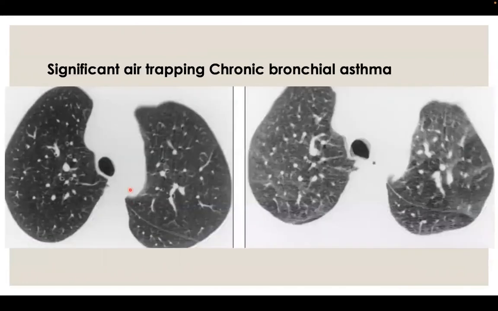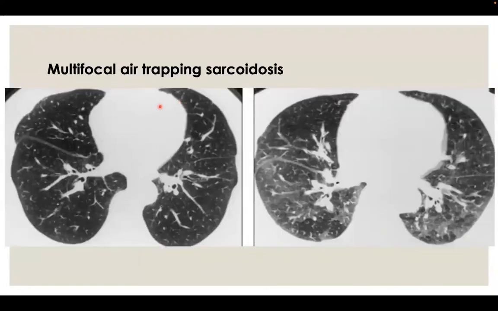But if they are significant and appear as significant air trapping within the expiratory scan, then there is underlying pathology, as here in chronic bronchial asthma. And here there is multifocal air trapping on expiratory scan, although the inspiratory scan was normal. And by further investigations, this proved to be sarcoidosis.